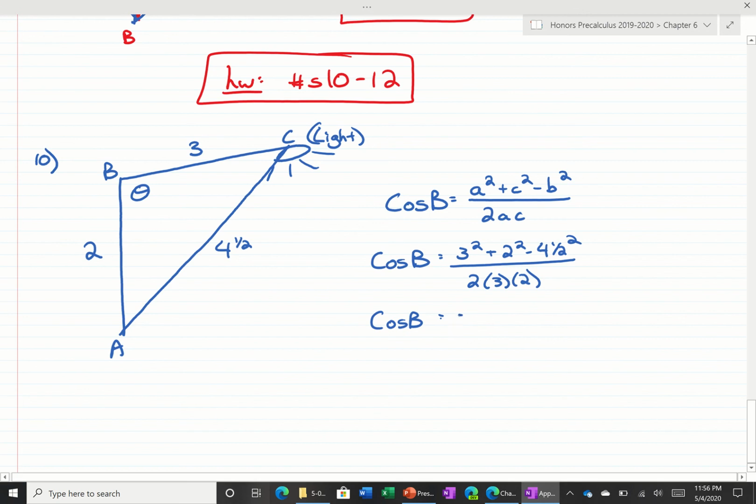That comes out to negative 7.25 divided by 12. And if we take the inverse cosine of negative 7.25 divided by 12, that gives us an angle of 127.2 degrees.